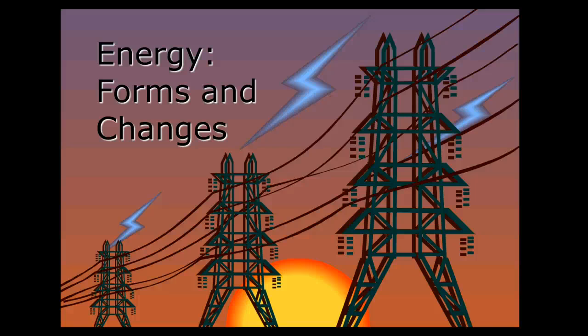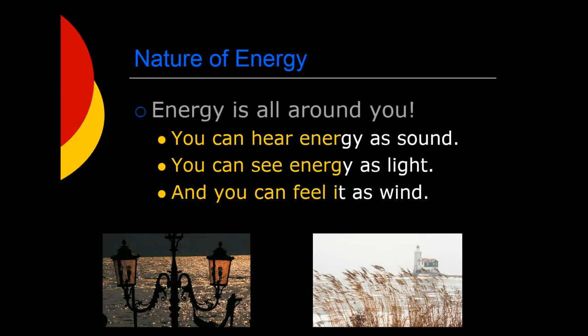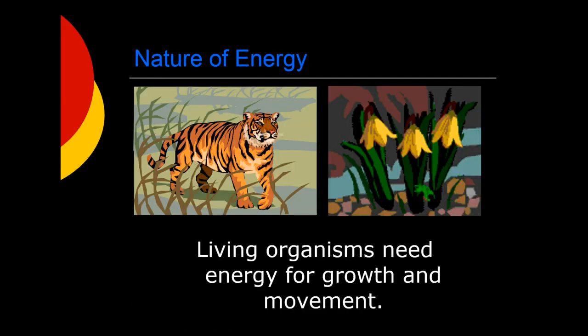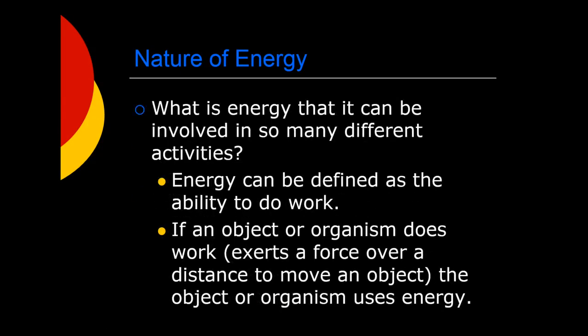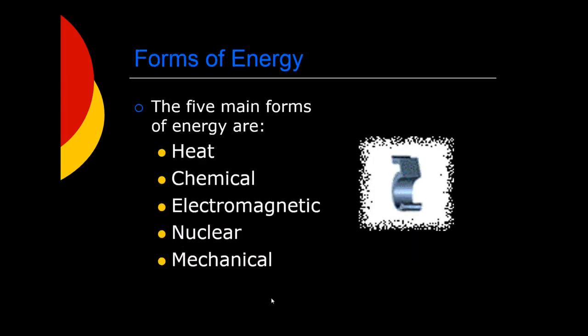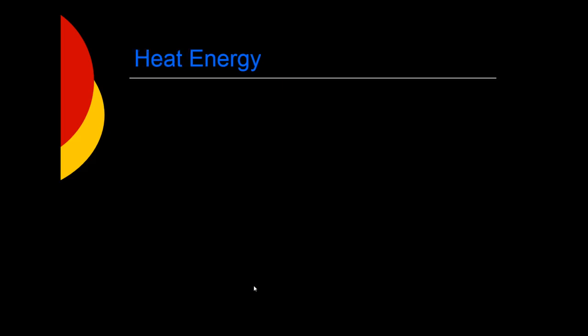Okay, so in this section of the notes, we're going to talk about the different forms of energy. We talked about the nature of energy, basically what it is and how it works. Okay, forms of energy. This is not what we have been learning. We have been learning there are 6 forms of energy: heat, chemical, electromagnetic, nuclear, mechanical, and sound. We added sound to this category.